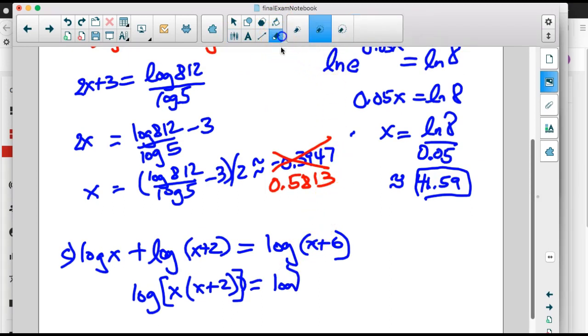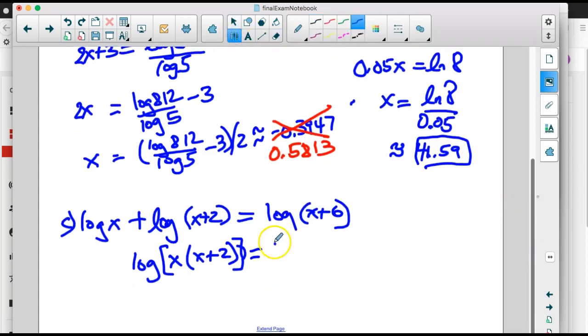Well, we're struggling here with the pen. Let's try again. Log of x plus 6.